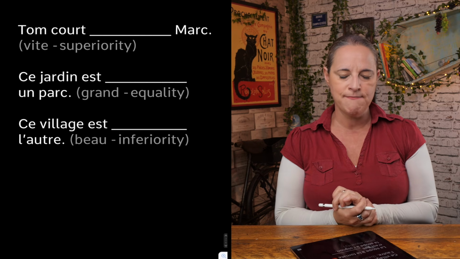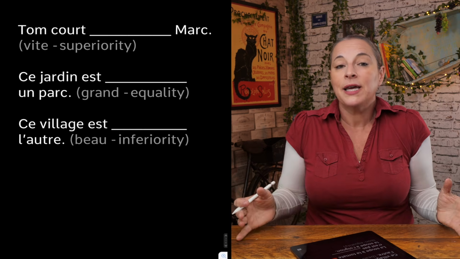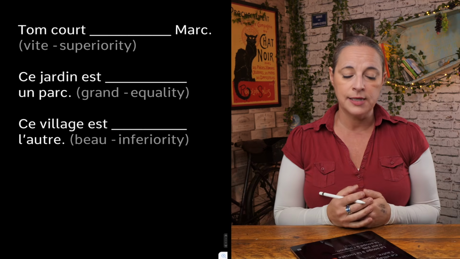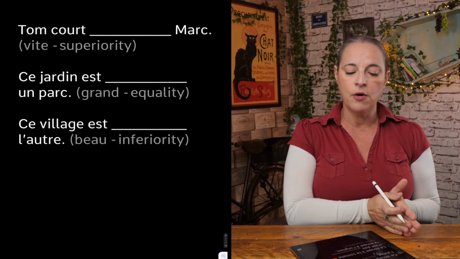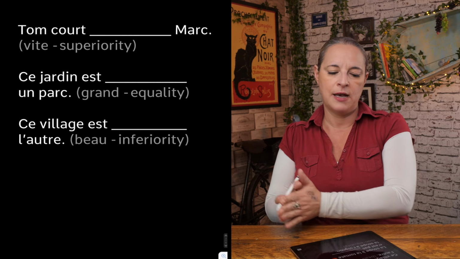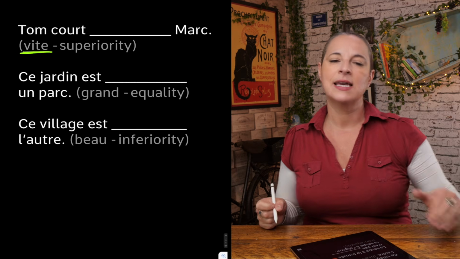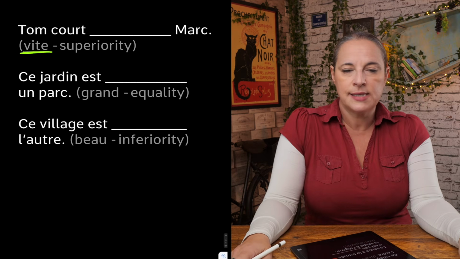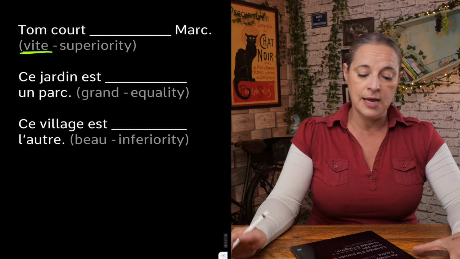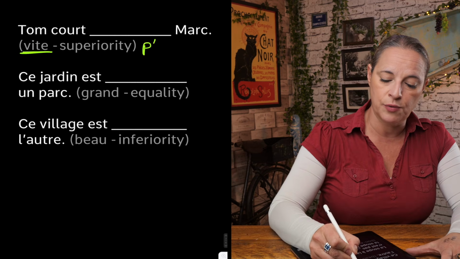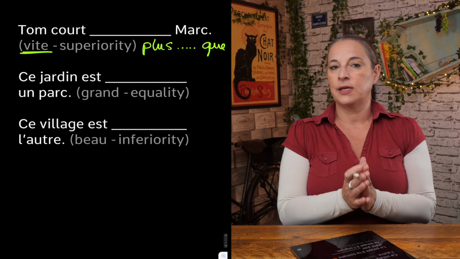How would you say Tom court, then superiority, vite, Marc? So basically, if I indicate superiority, I would like you to use the comparatives of superiority. Now we want to say Tom runs faster than Marc, okay? Because vite means quick, and that is an adverb. How would you say Tom runs faster than Marc? Now, we've just learned that in terms of superiority, we need to use plus and que, okay? So this one is quite easy.